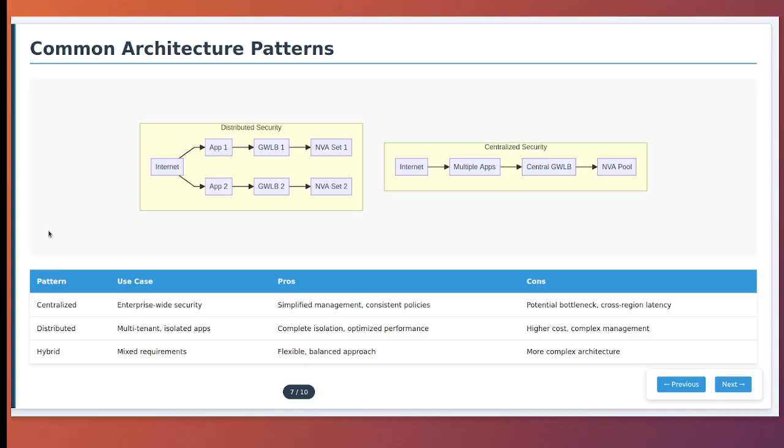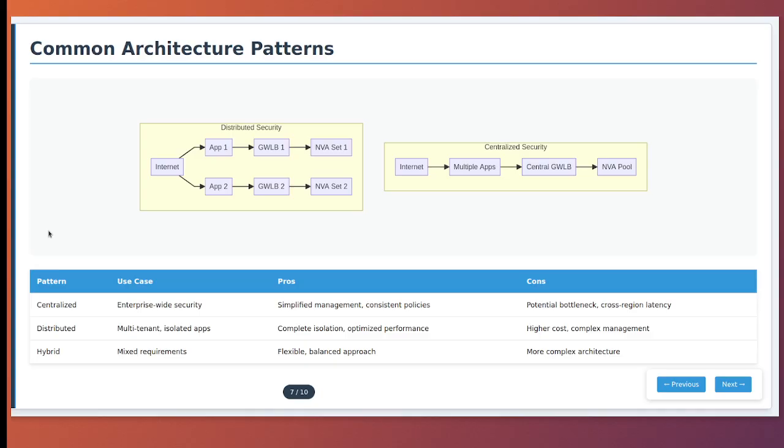Then, you chain resources from multiple application virtual networks to this central GWLB. This creates a hub-and-spoke security model where all internet traffic flows through your centralized security stack. It is perfect for organizations that want consistent security policies and centralized management. The main advantages here are simplified management. Your security team owns and operates the NVAs independently of application teams.